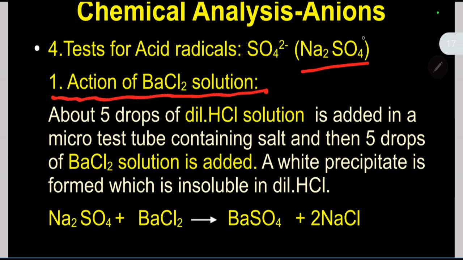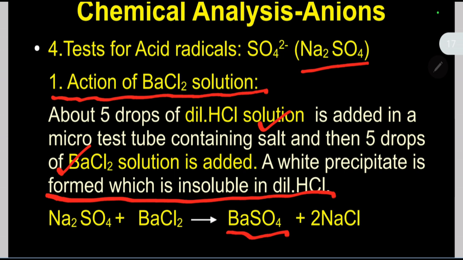Kindly follow. About 5 drops of dilute HCl solution is added in a semi-micro test tube containing sodium sulfate salt, and then 5 drops of barium chloride solution is added. A white precipitate is formed which is insoluble in dilute HCl. That is nothing but barium sulfate.